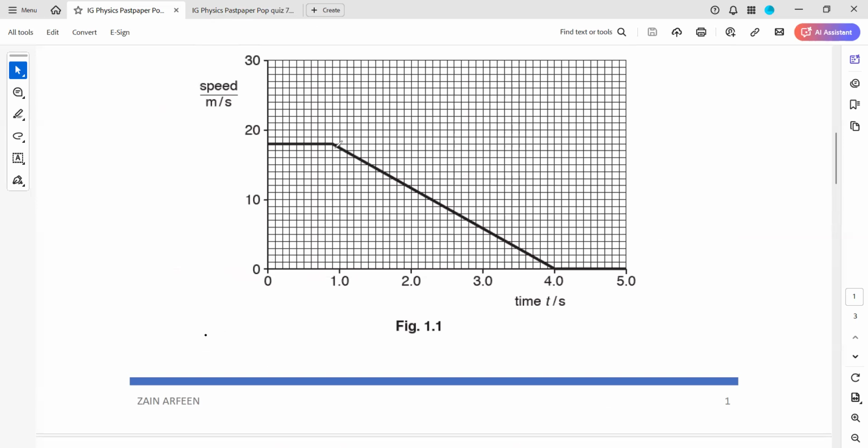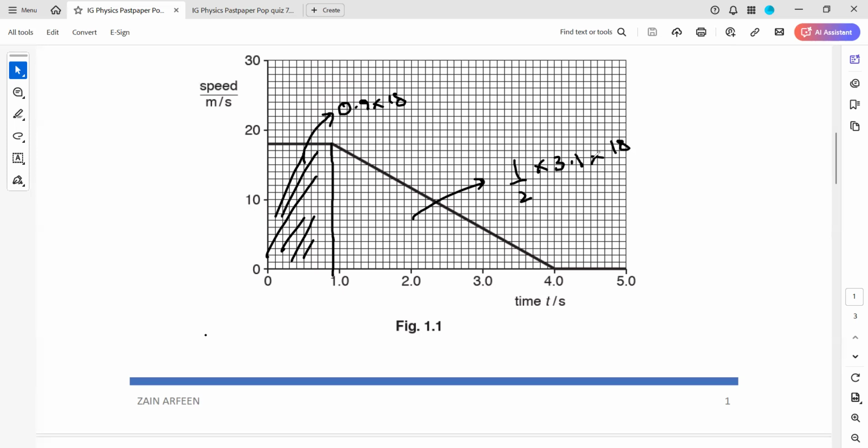From 0 to 4 seconds, we have to take the area under the graph: a rectangle and a triangle. Area is length into breadth, and half into length into breadth. The length is 0.9 and the height is 18. And then this one will be half. The base is 3.1 because it started from 0.9 and ends at 4.